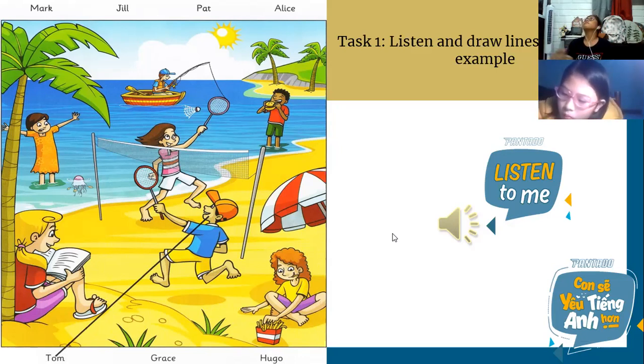Hello, Mrs. White. Here's a picture of my friends. Oh, yes. They're on the beach. Yes, they are. There's my friend Tom. He's playing badminton. I can see him. I like Tom's baseball cap. Yes, it's his favourite one. Can you see the line? This is an example. Now you listen and draw lines. 1. Who's that girl? She's sitting on the sand. That's my friend Grace. What's Grace doing? She's eating fries. She loves them. So do I. Me too.